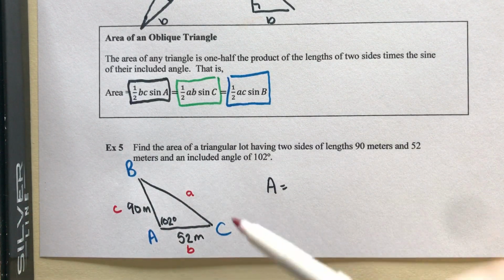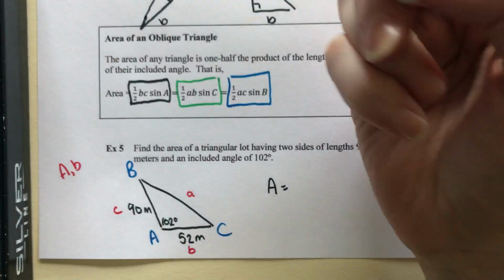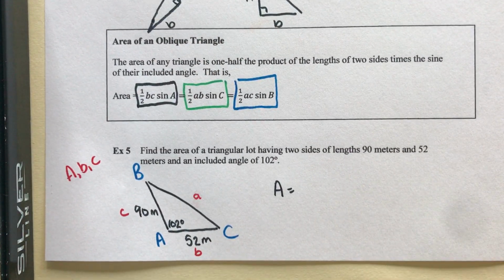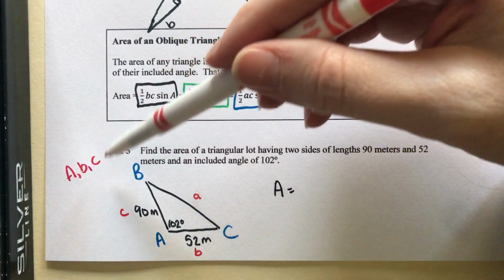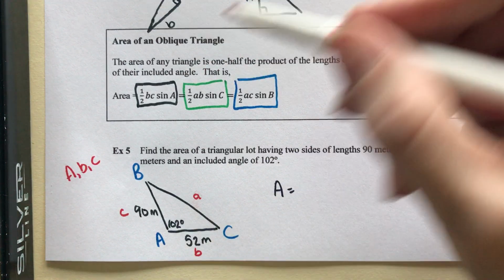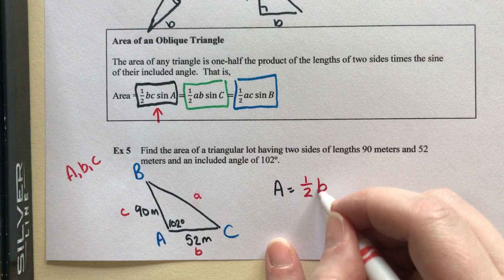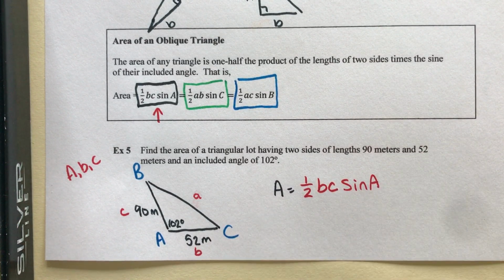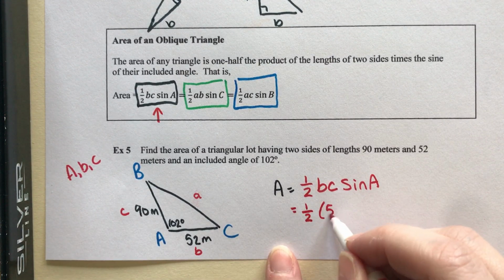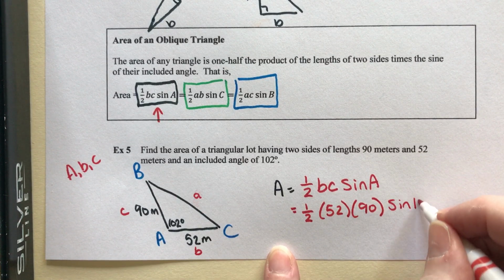So what information do I have? I know angle A. I'm going to make a list over here. I know side b, and I know side c. Okay, so could I find the area? Let's look at these formulas. Which one uses those 3 pieces of information? I've got angle A, side b, and side c. That would be the first one. So I'm going to write that down. 1/2 bc sine of A. I'm going to plug in what I know. So b is 52, c is 90, sine of A, which is 102.